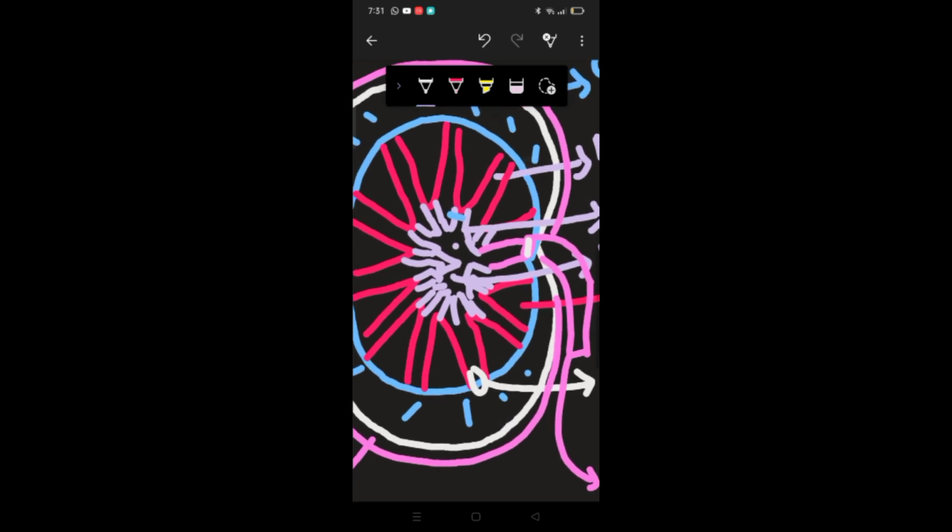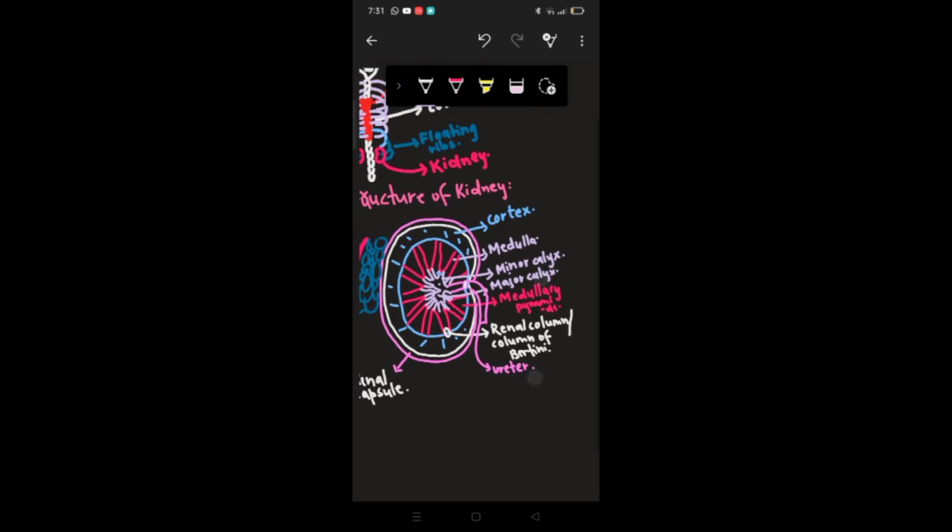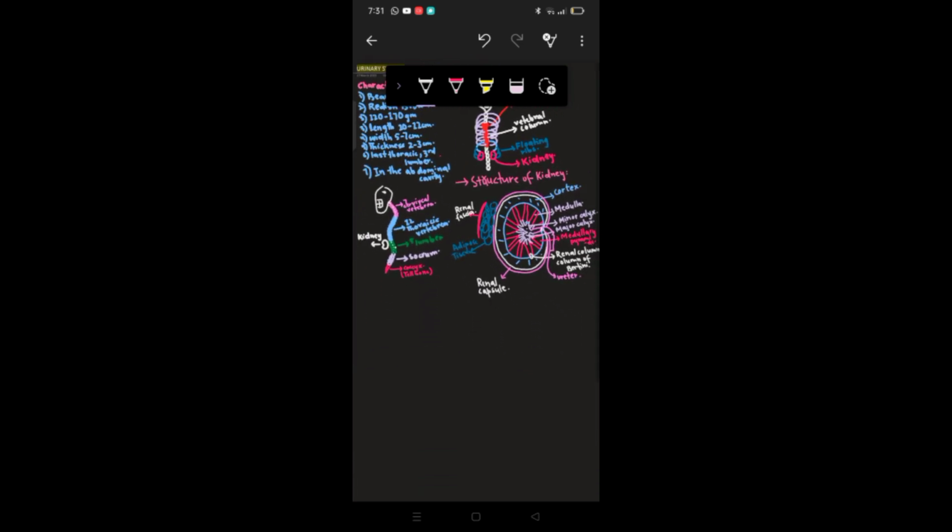All right, and the part of the cortex which is entering the medulla is known as renal column or column of Bertin. So this was all about characteristics of kidney and the structure of kidney. And in the next video we'll be going with the structure of nephron. All right.